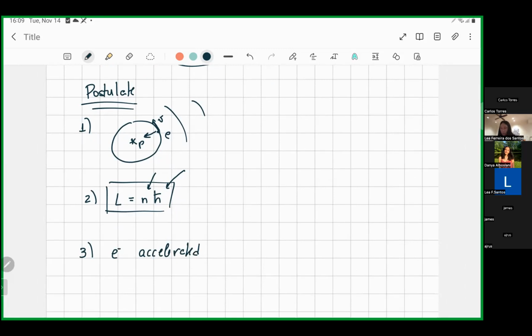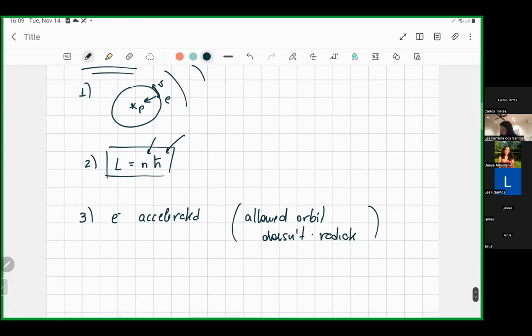Again, postulating, he said, if the electron is in one of those allowed orbits, it doesn't emit. It doesn't radiate. Why? I don't know. I'm putting this as a postulate. That's his point. Now, if this electron moves from one allowed orbit to another allowed orbit, it cannot move anywhere else. So if it moves from one allowed orbit to another one, then it will emit. Then there'll be radiation.